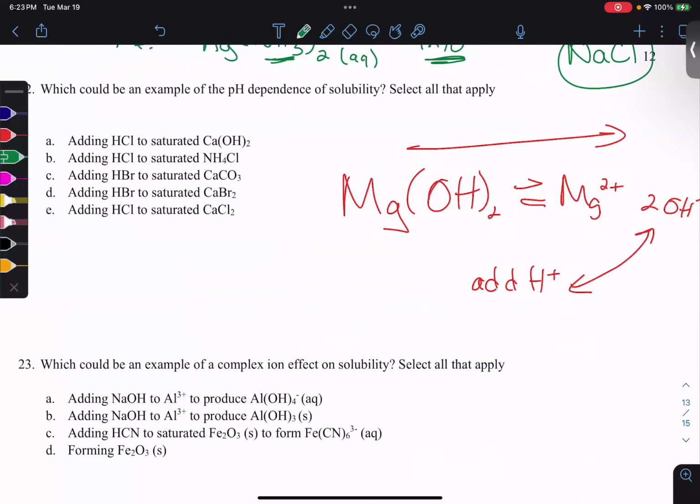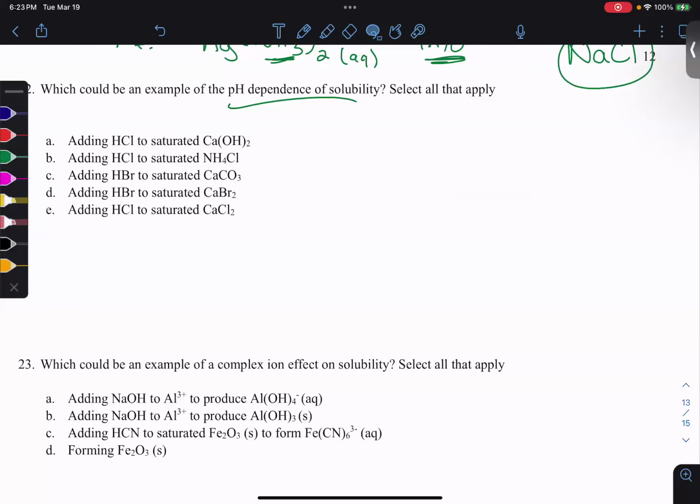So which would be an example of pH dependence of solubility? Select all that apply. Okay, so pH dependence, if anything, just remember, add acid makes a basic salt more soluble. All right, add acid, basic salt becomes more soluble. So will adding HCl to saturated calcium hydroxide make it more soluble? Yes or no? HCl is an acid, calcium hydroxide is a base. So yes, that is going to make it much more soluble in water.